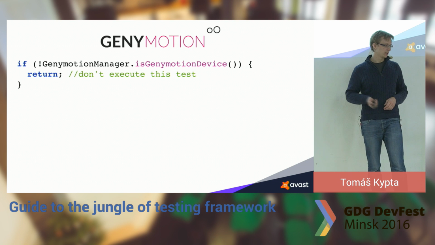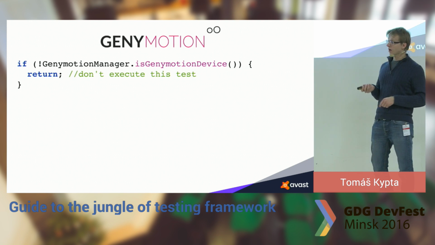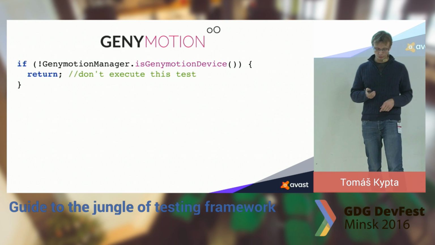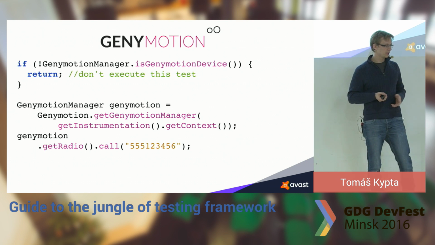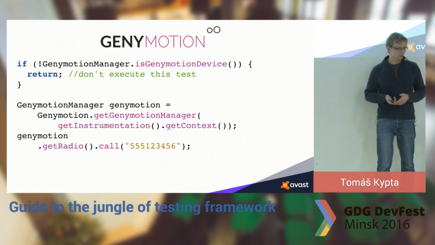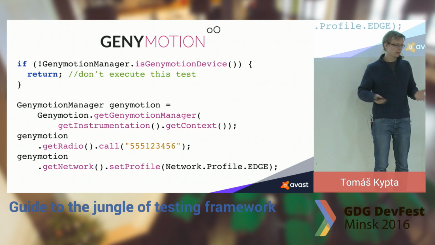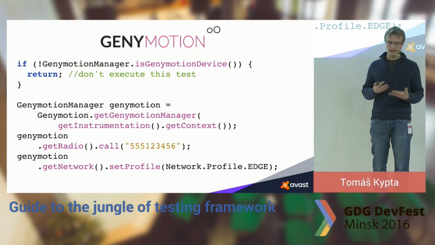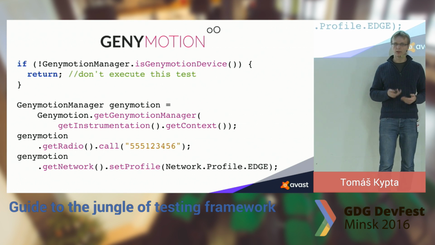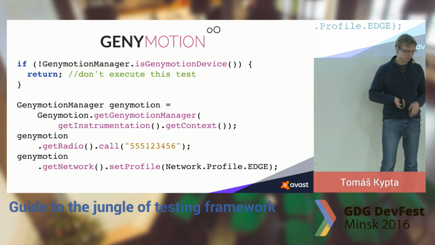And how does it look? In a test, with Genymotion Manager, you can check that, okay, I'm running on Genymotion. Now I can proceed. I get my Genymotion Manager, and I can, for example, get the radio and start calling somebody. Or I can set some network type and make sure that my app works well even on slow networks and when the connection is really terrible.